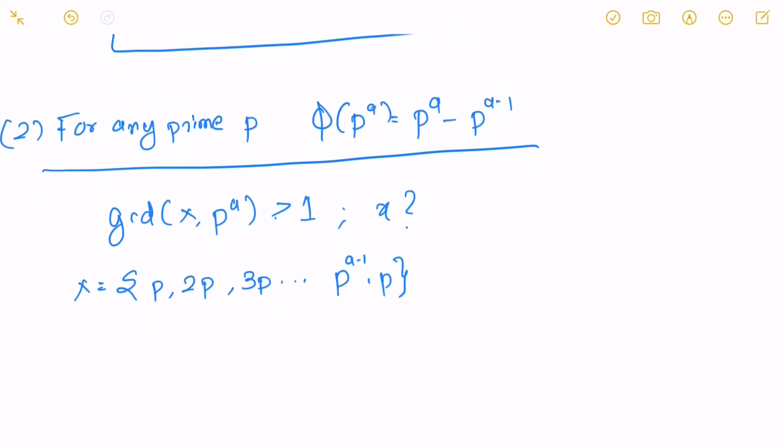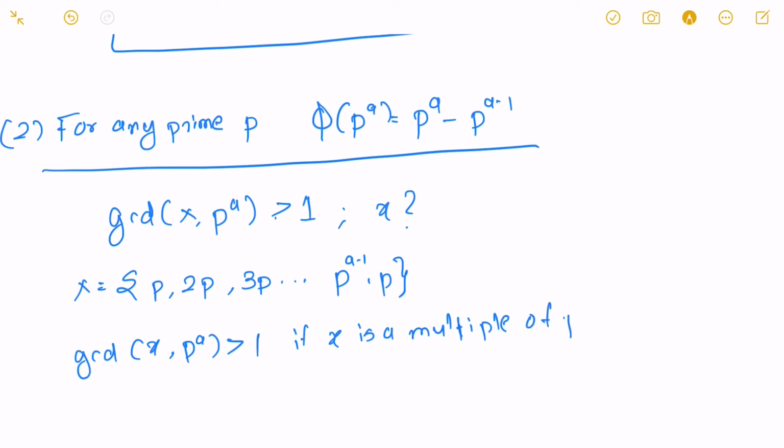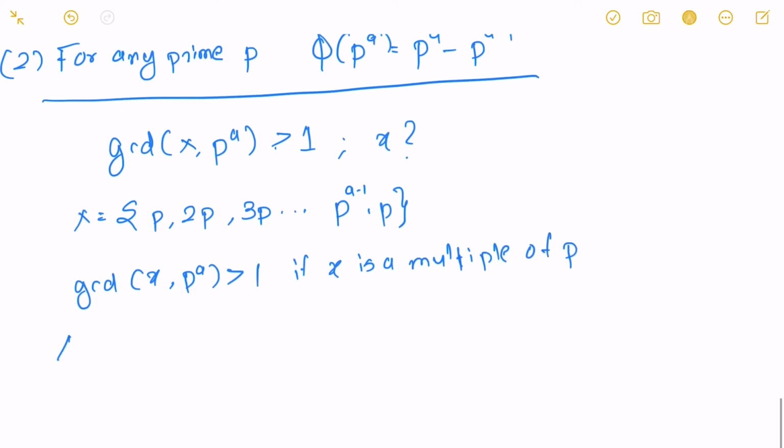So the GCD of x comma p raised to a is greater than 1 if x is a multiple of p, and there are p raised to a minus 1 multiples of p, right?